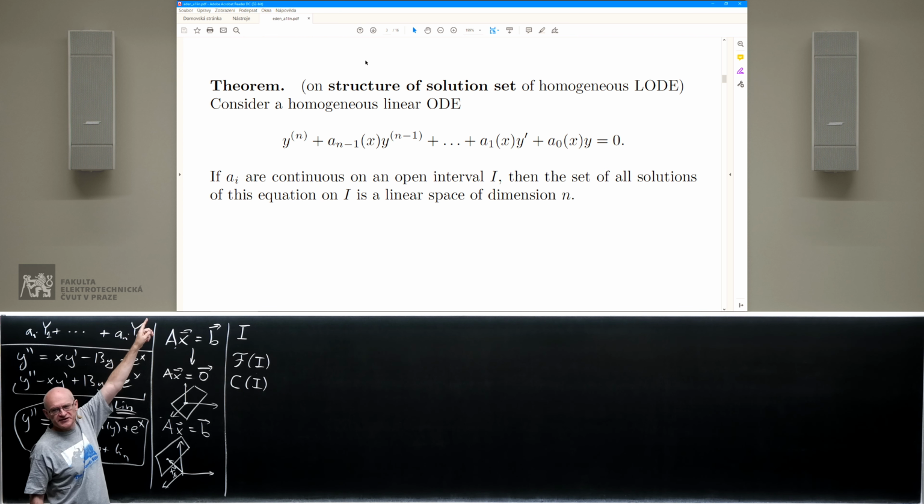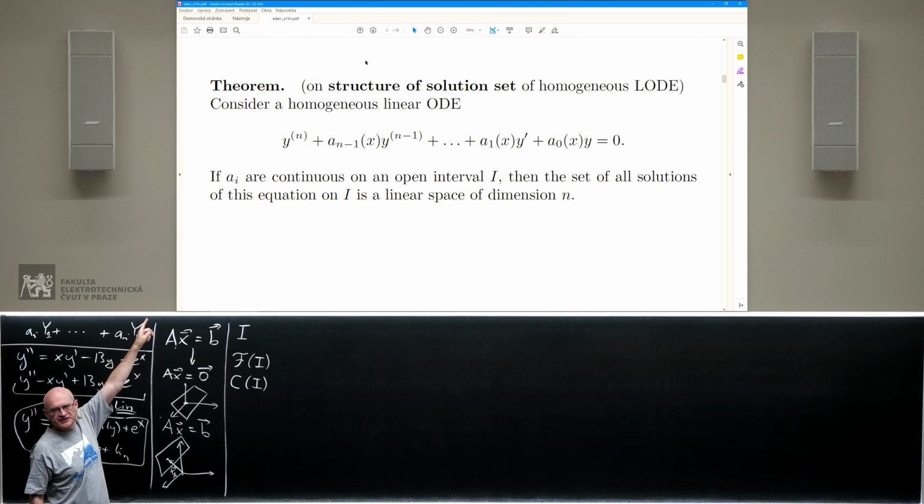So there are two operations. Let's have a look at them. The first operation is multiplication. So we have to show the following. If somebody gives us a solution, which I write like that, and a real number, in this course we work with real numbers, with real linear spaces, then the product C times Y is again a solution.